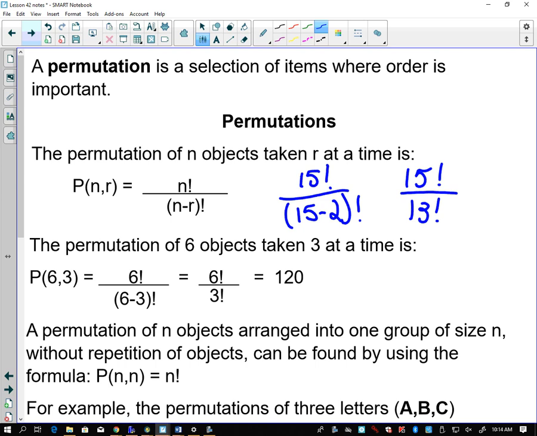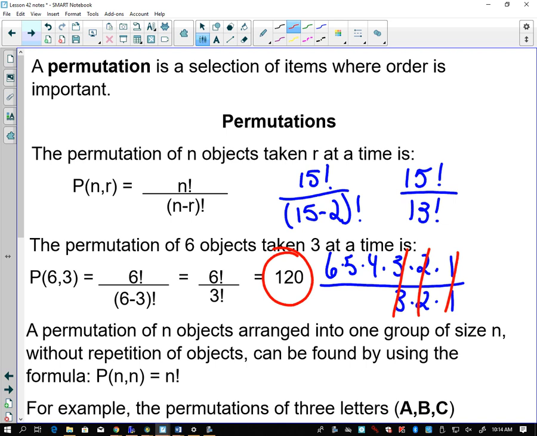The permutations of 6 objects taken 3 at a time gives me 6 factorial over 6 minus 3 factorial. So 6 minus 3 is 3, so I get 6 factorial over 3 factorial. Done out on paper, 6 times 5 times 4 times 3 times 2 times 1 over 3 times 2 times 1, where we see these things cancel out. 6 times 5 is 30, 30 times 4 is 120. So we can do these with pencil and paper. Not too hard.